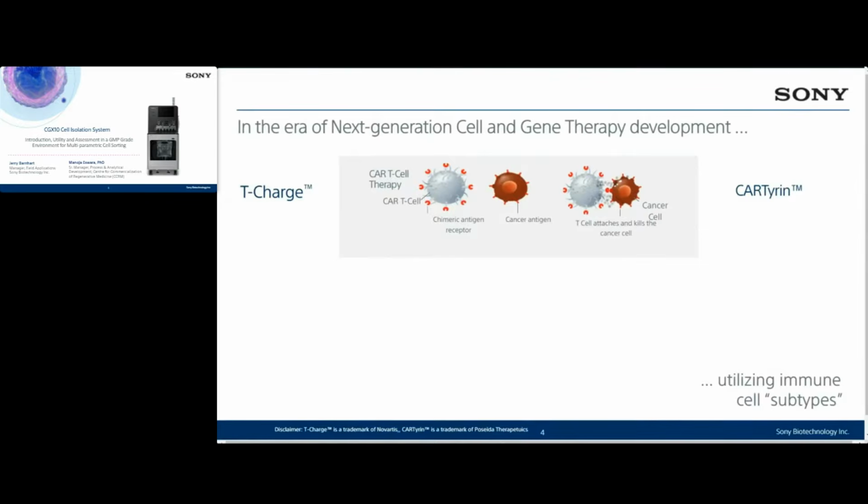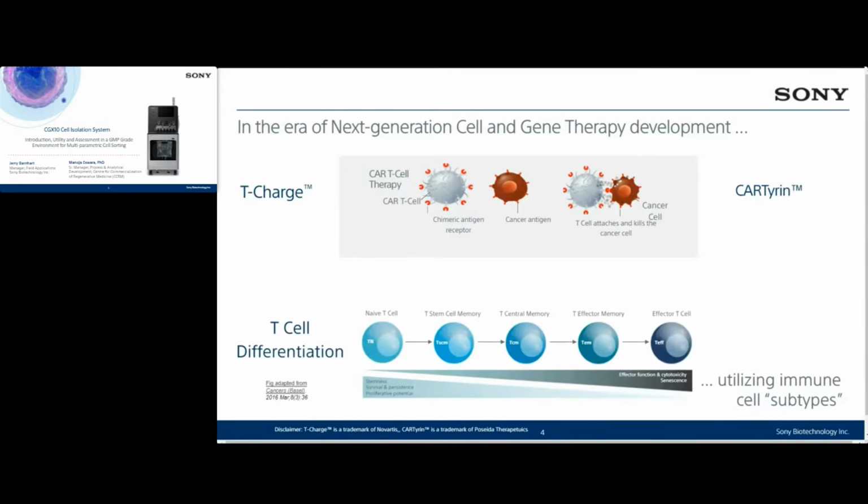Cell therapy is a revolutionary technology, and the field is rapidly evolving. New workflows are producing more potent and effective therapies. Here's an example of a few of these technologies. In these examples, more efficient therapies are developed using immune cell subtypes. To understand this better, let's look at the T-cell differentiation process at the bottom of this slide.